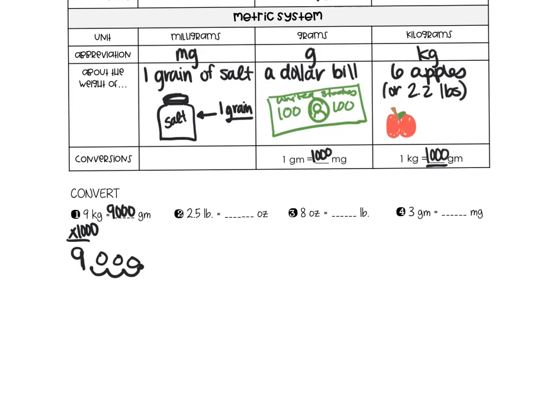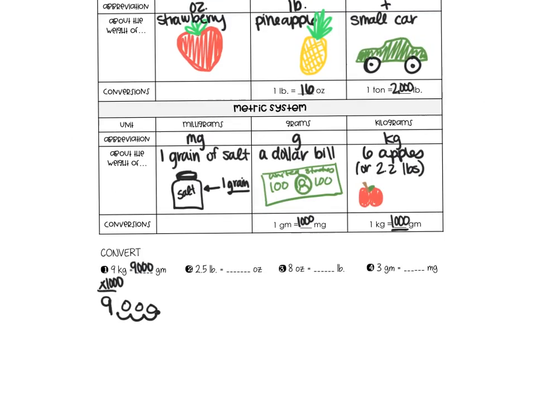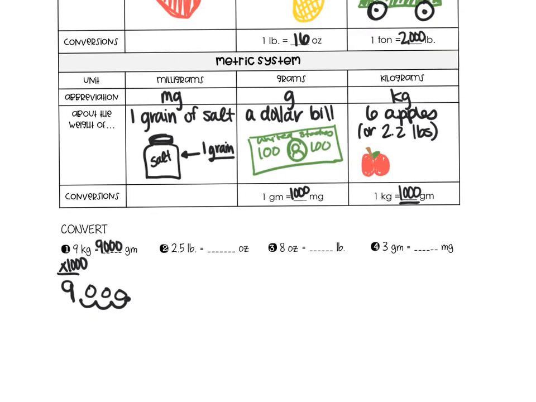Okay, 2.5 pounds to ounces. Well, up here we saw that there are 16 ounces in 1 pound. So I want to take 2.5 times 16. Okay, which would be 40 ounces.